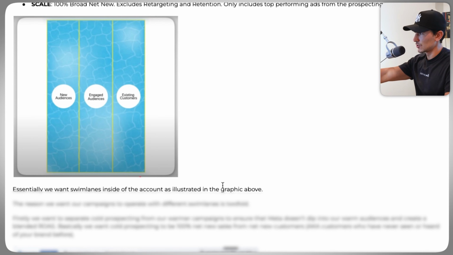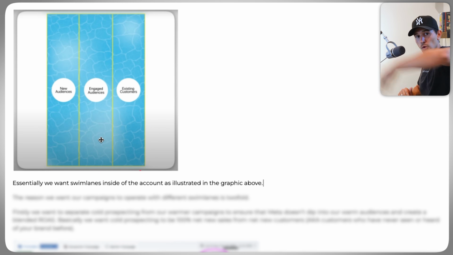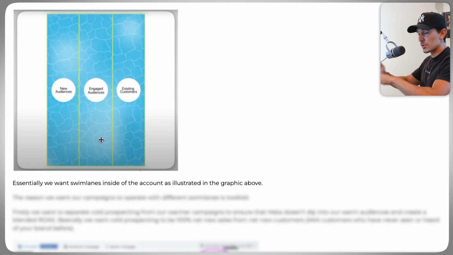Swim lanes, as I kind of illustrate in this graph above, are very simple. If you think about an Olympic swimming pool or just any swimming pool, there's ropes in between, or whatever they call those. There's lanes in between. And even though the swimmers are in their respective lanes, the water is flowing between.